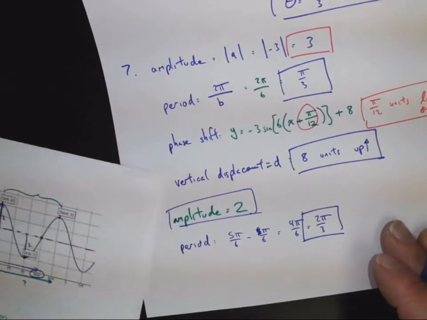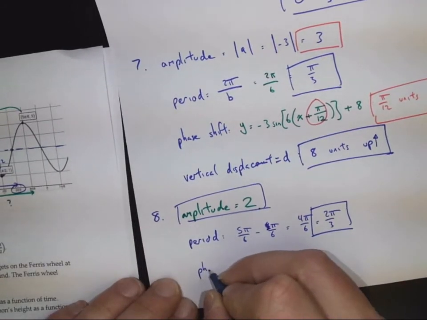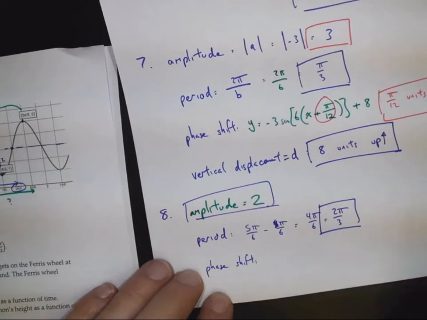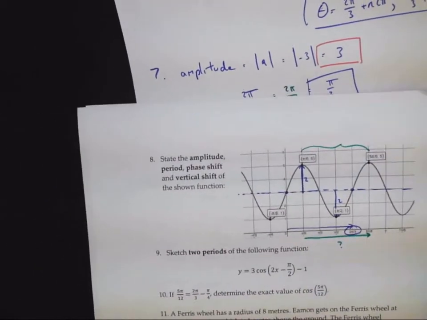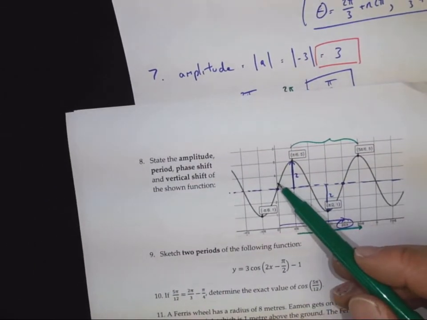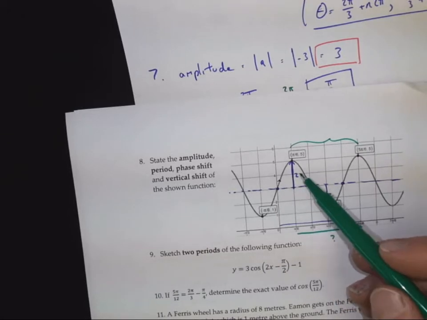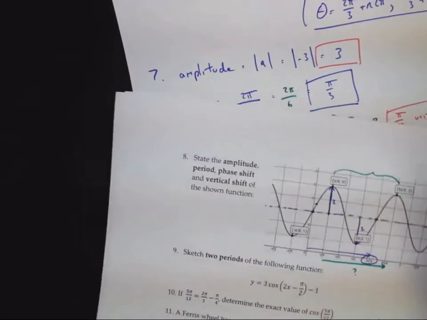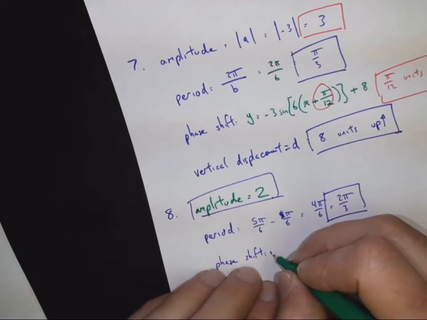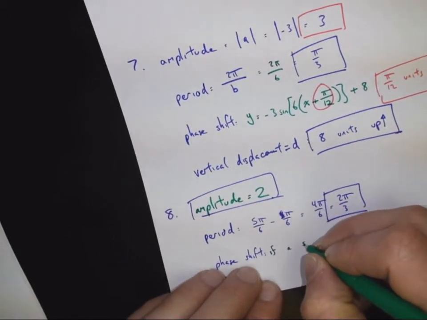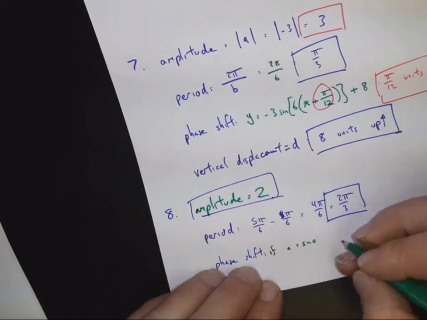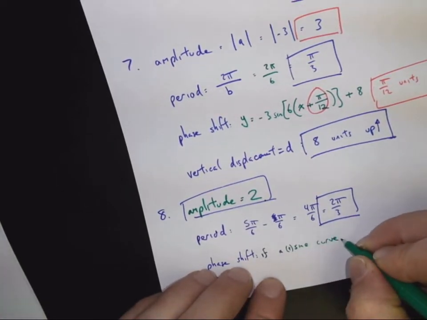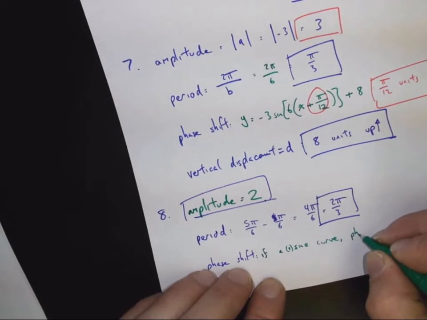Our phase shift depends on what kind of graph we think this is. Now, I see this graph starting in the middle and kind of increasing, which is pretty traditional of a normal positive sine curve. And if that's the case, it hasn't really been shifted left or right at all. So if it's a positive sine curve, our phase shift is 0.